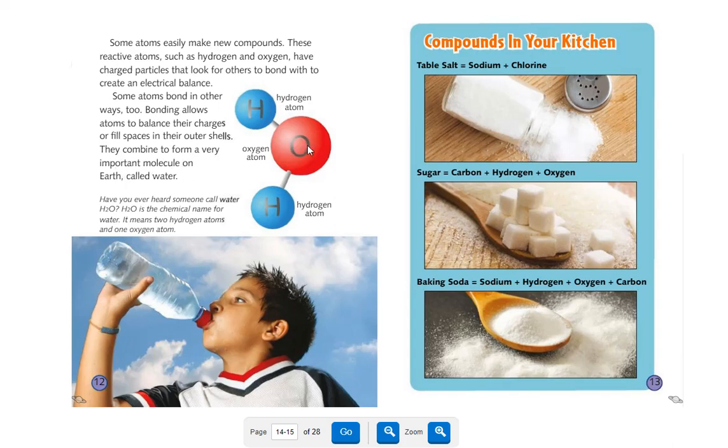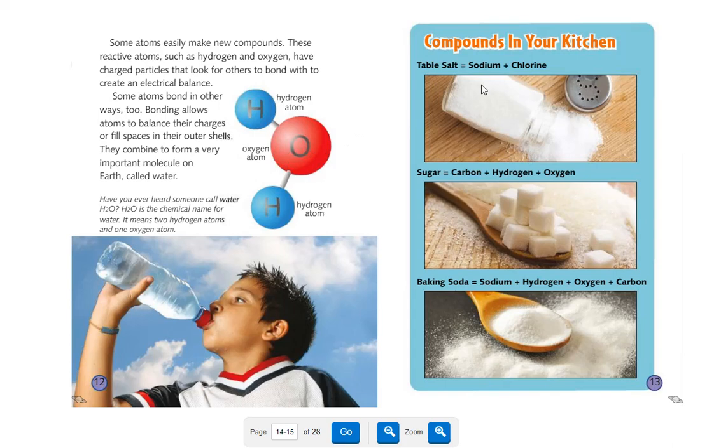So there's another example of a common molecule I'm sure we've seen before. If a single oxygen atom happens to run across two hydrogen atoms, they will bond together and form a molecule of water. H2O, two hydrogens and one oxygen. In fact, that's mentioned right here. Have you ever heard someone call water H2O? H2O is the chemical name for water. It means two hydrogen atoms and one oxygen atom.